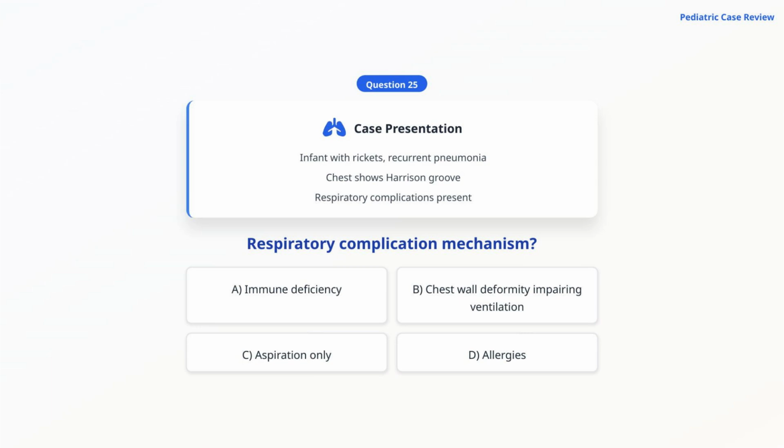Case 25. An infant with rickets experiences recurrent pneumonia. Physical examination reveals a Harrison groove on the chest wall. Question: what is the mechanism of respiratory complications in rickets? Option A. Immune deficiency. Option B. Chest wall deformity impairing ventilation. Option C. Aspiration only. Option D. Allergies.